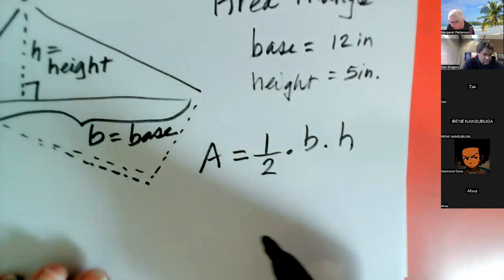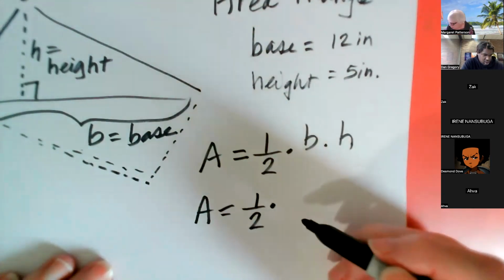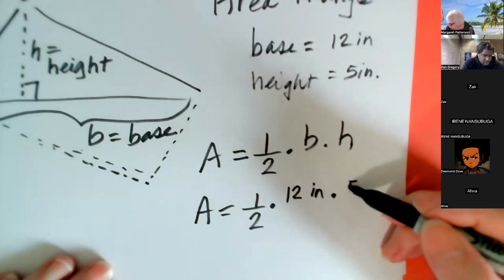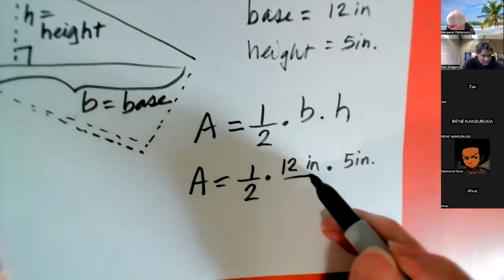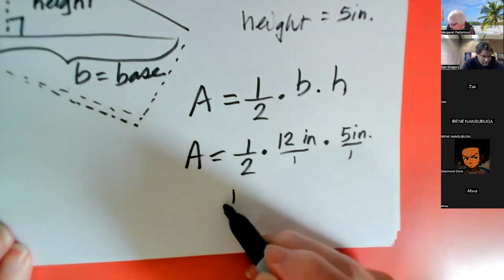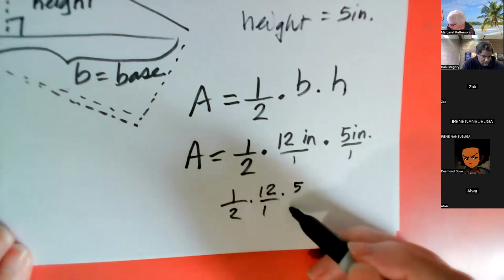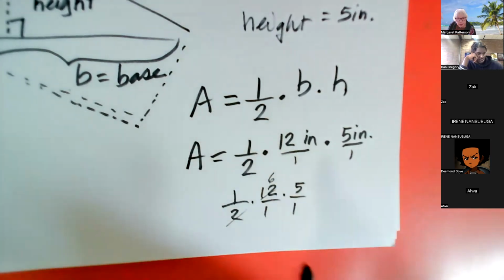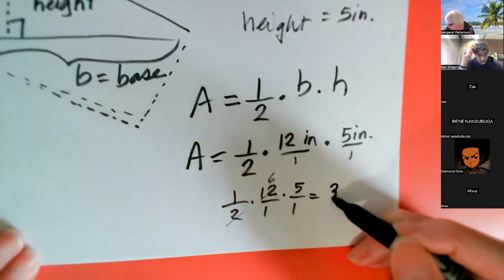So in our case, the area of this triangle would be 1/2, and the base we said was 12 inches. And the height we said was 5 inches. Okay, I'm going to write it sort of like a fraction. So the numbers are 1/2 times 12 times 5. And 1/2 of 12 is 6, if you want to do that like we've been doing with our fractions, and 6 times 5 is 30.